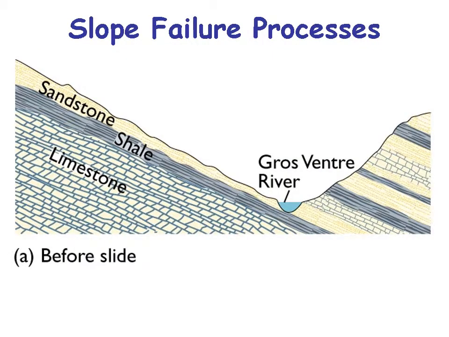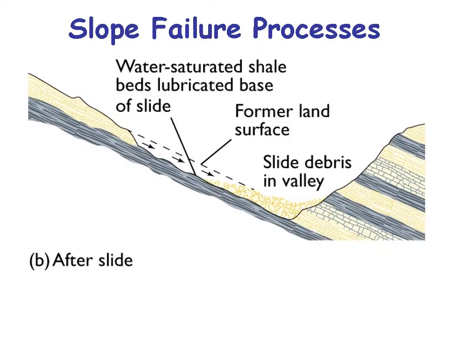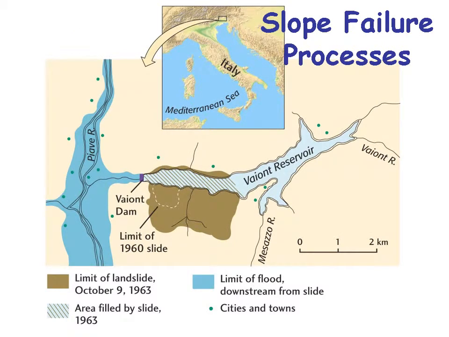And so here's an example of sandstone above shale, above limestone, and before the slide it looks like this, and then after the slide you get that slope failure where you have the rock slide slipping on down on top of that shale layer and dumps the debris in the valley. And it's going to happen again on up the hill too. Let's look at how a rock slide affected a dam in northeast Italy.